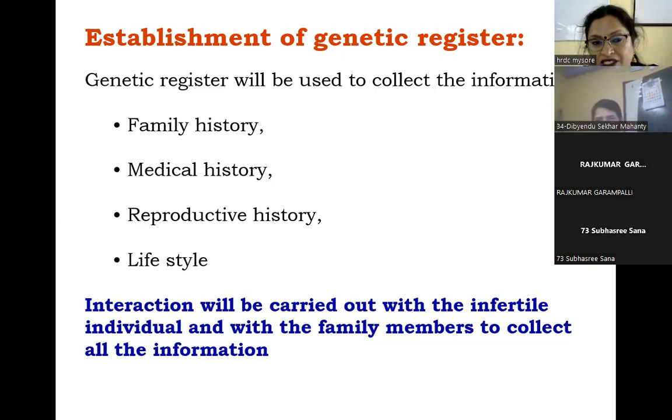So family history, medical history, reproductive history, lifestyle factors, all this information will be collected through the questionnaire, and the interaction will be carried out with the infertile individual and with the family members. The interaction will be carried out 2-3 times. First we have to develop a good rapport with them, because all these are very personal information, and in one interaction they never reveal it. So a good rapport, many interactions, and once they are convinced, because we are not supposed to reveal anything, and there are a lot of ethical issues here. So this is the establishment of a genetic registry.